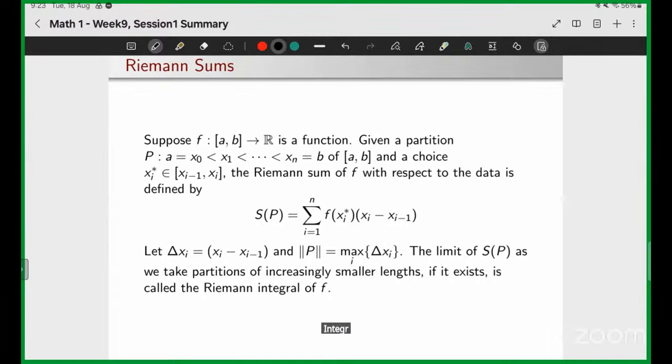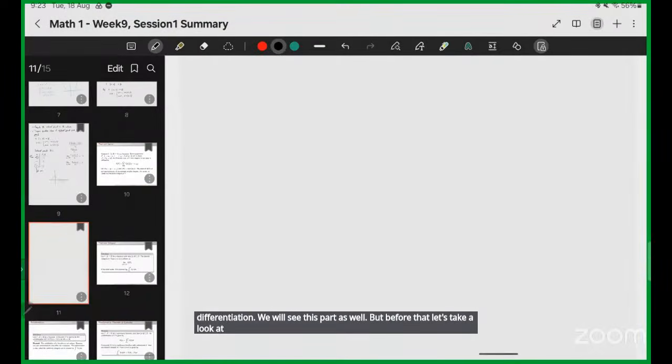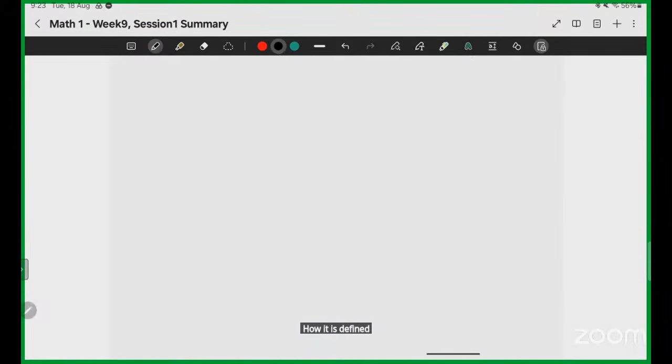Integration, for those who have already seen it, is usually introduced as the inverse of differentiation. But the classical definition is more geometric, and it is also true that it is the inverse of differentiation. We will see this part as well. But before that, let's take a look at how it is defined. What is something like the first principles definition of integration?